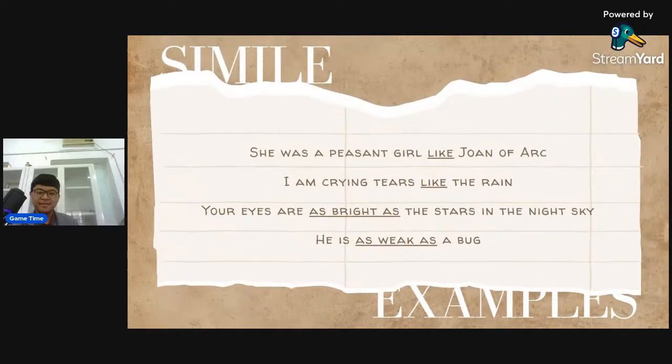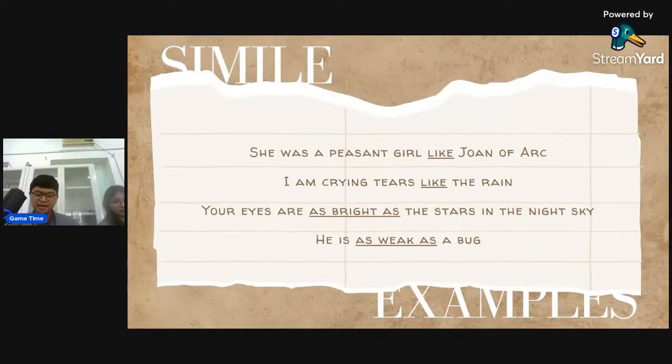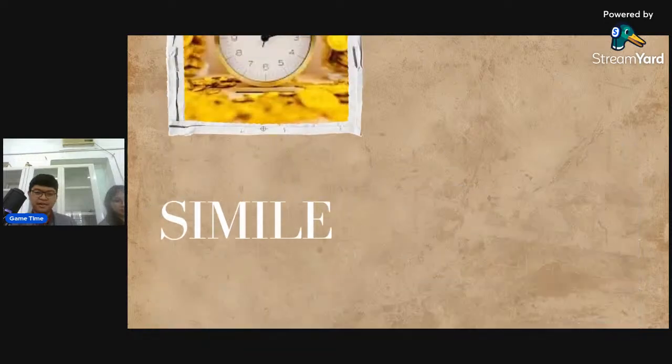Now, here are examples of simile. First one, she was a peasant girl like Joan of Arc. I am crying tears like the rain. Your eyes are as bright as the stars in the night sky, and he is as weak as a bug. So those are examples of similes. They use the words like and as to compare two things or topics. And the next one, metaphor.